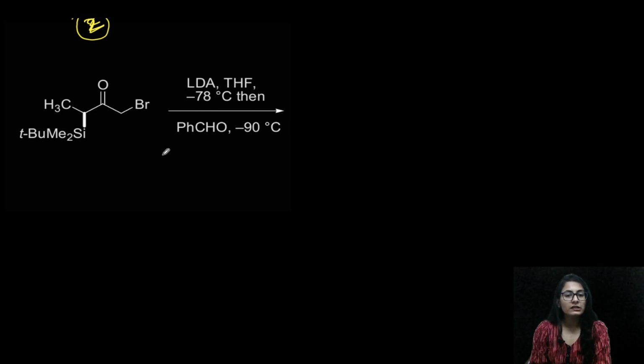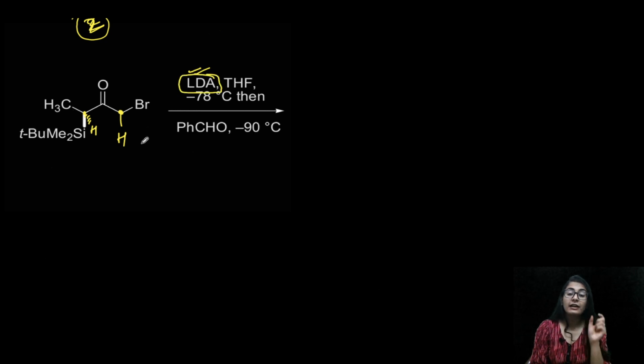And what do you see over here? Try to do this by yourself, try to predict the product by yourself. It's super easy, so you can stop the video and do it, right? So here we are having LDA base, and you know that LDA is a strong non-nucleophilic base, so it is again going to take up a proton. Either the proton can be abstracted from this alpha carbon, or there is also a proton on this alpha carbon. So two-way enolization is possible. But again, as LDA is a bulky base, and also as this alpha hydrogen is more acidic.